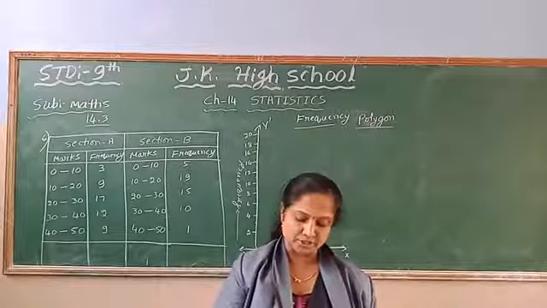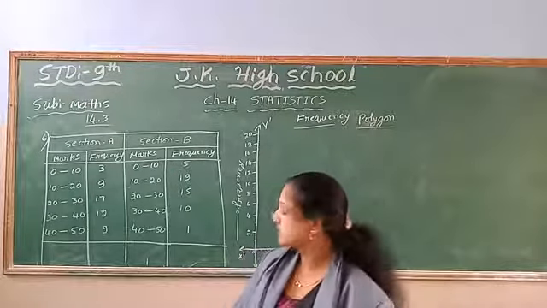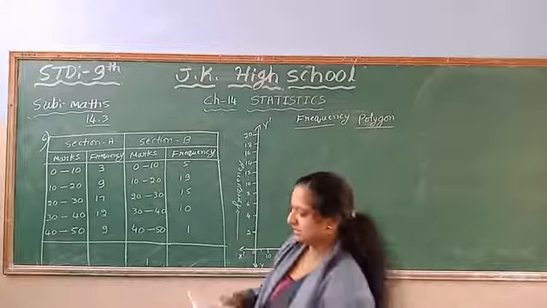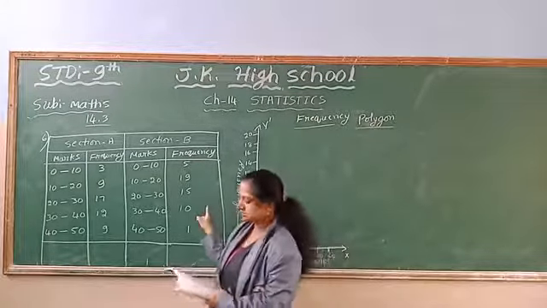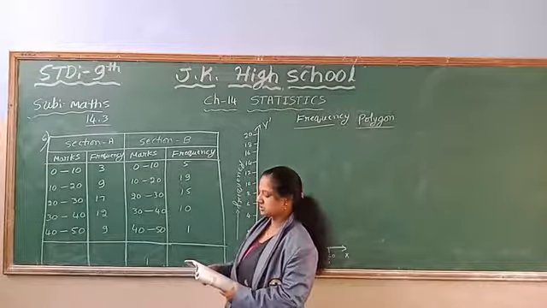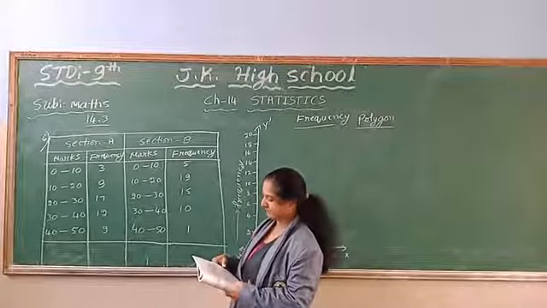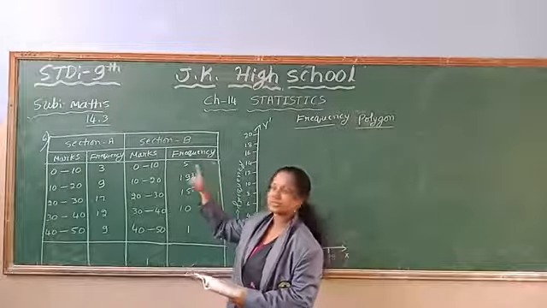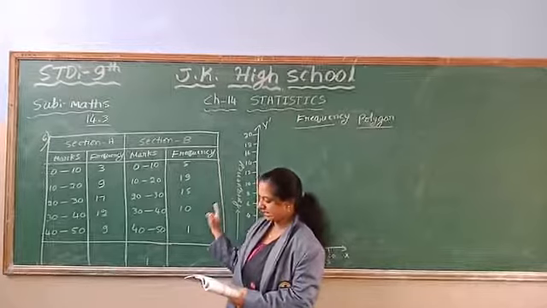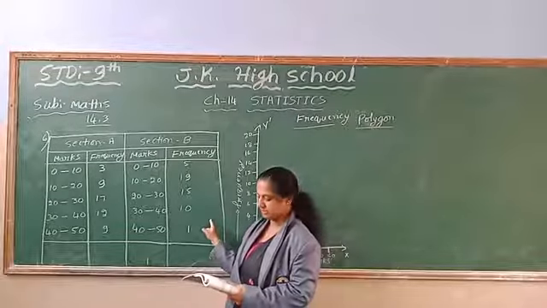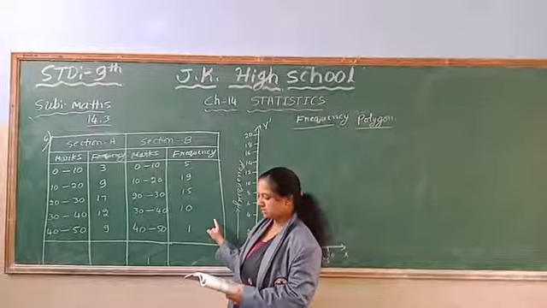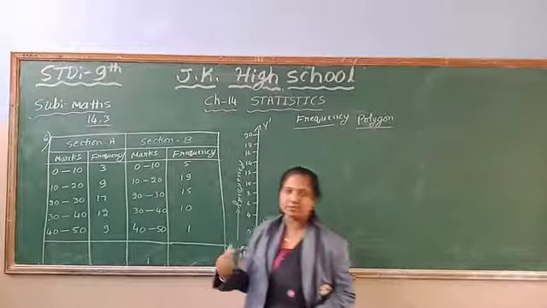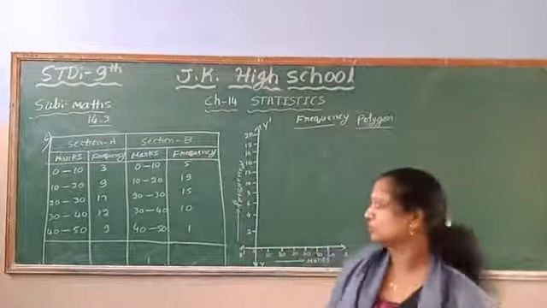The sixth question of this exercise, that is Exercise 14.3: the following table gives the distribution of students of two sections according to the marks obtained by them. Represent the marks of the students of both the sections, section A and section B, on the same graph by two frequency polygons. From the two polygons, compare the performance of the two sections.